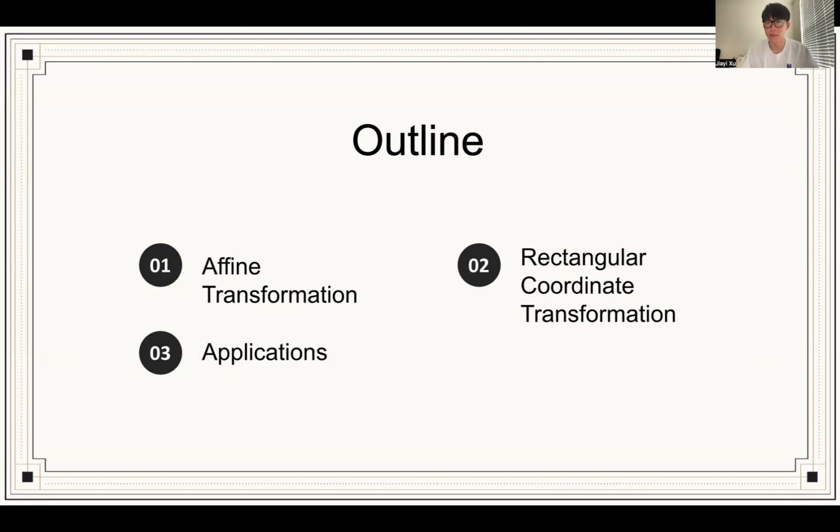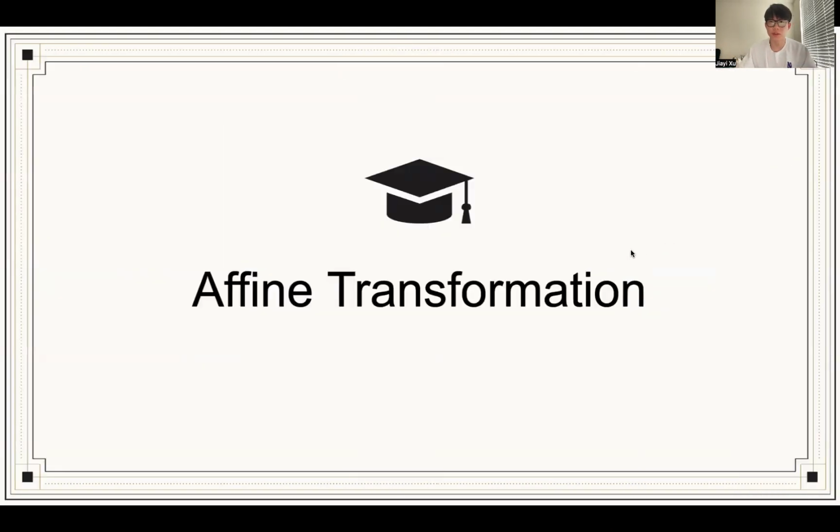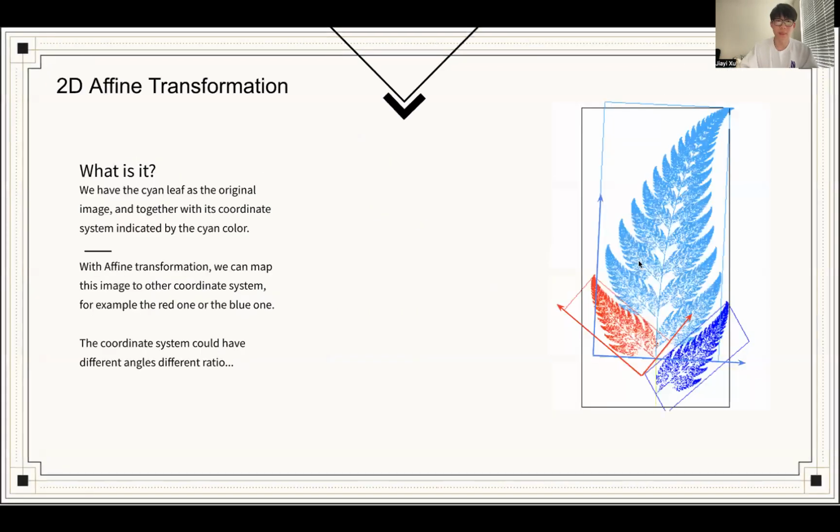And thirdly, we're going to talk about its application. In total, we're going to discuss three different applications of coordinate system transformation today, and we'll see that later. So now first is the affine transformation. First, what is it? What is affine transformation?